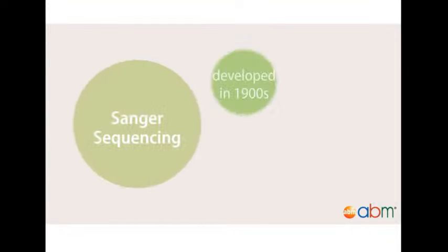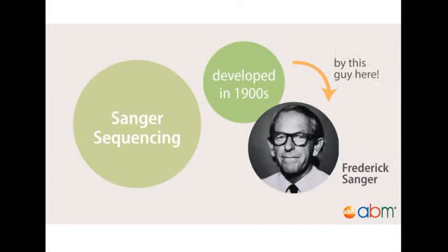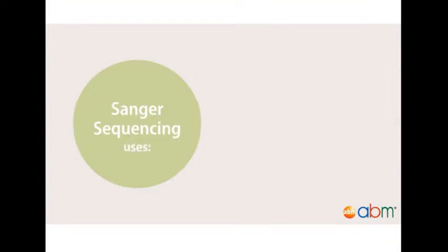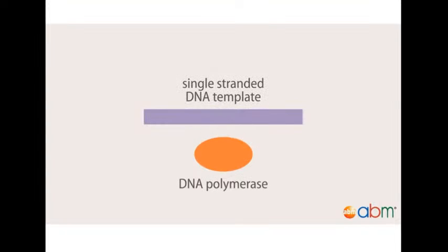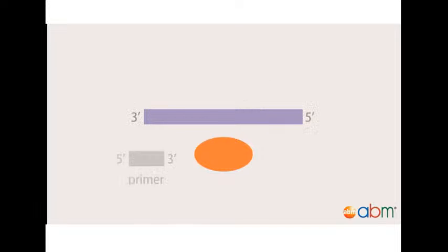Sanger sequencing, first developed in the 1900s, is a gold standard for DNA sequencing, and it is still used today extensively for routine sequencing applications and to validate NGS data. It utilizes a high-fidelity DNA-dependent polymerase to generate a complementary copy to a single-stranded DNA template. In each reaction, a single primer, complementary to the template, initiates a DNA synthesis reaction from its 3' end.